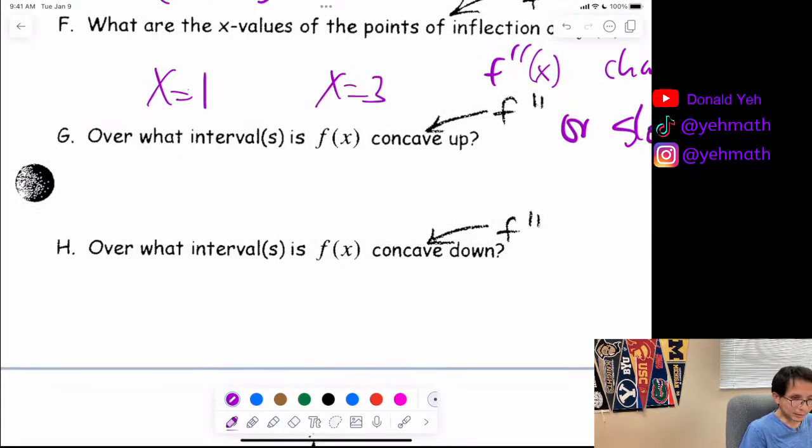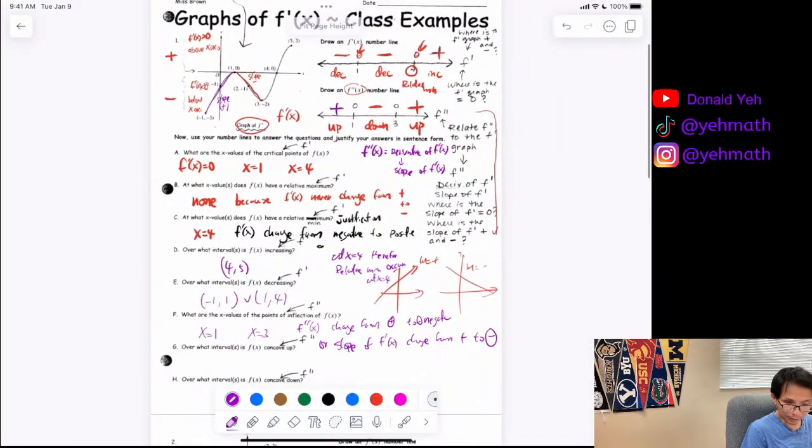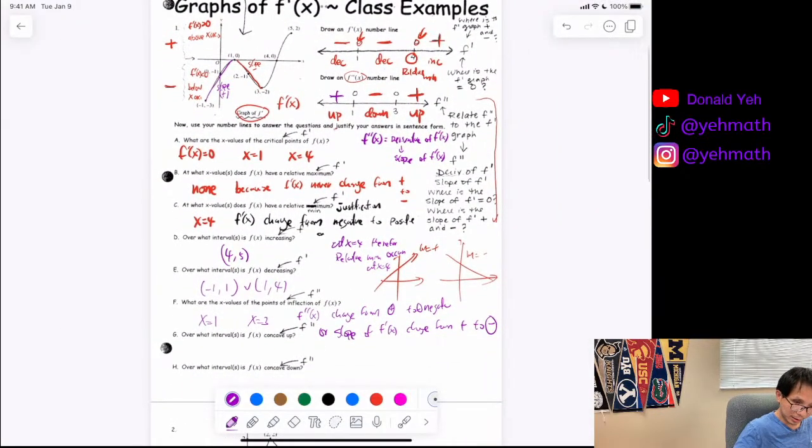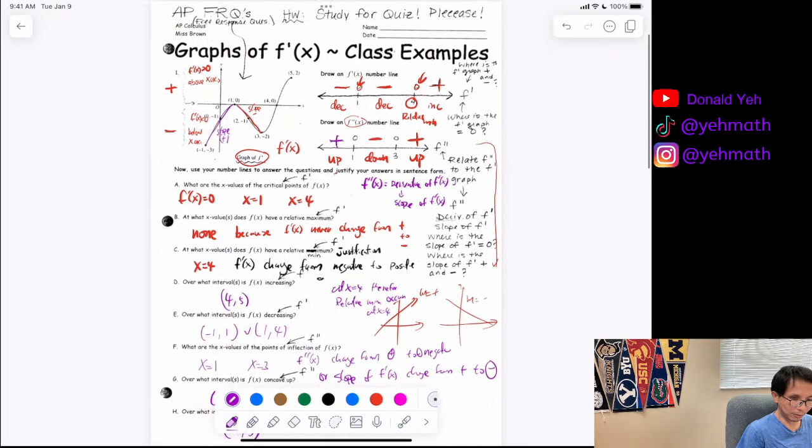Over what interval is f of x concave up? Well, for concave up, just look at the sign. It's going to be -1 to 1 and 3 to 5. And this is 1 to 3. And that's it. You finish your whole problem.